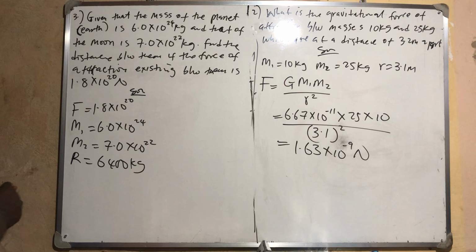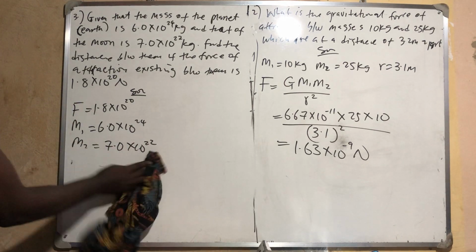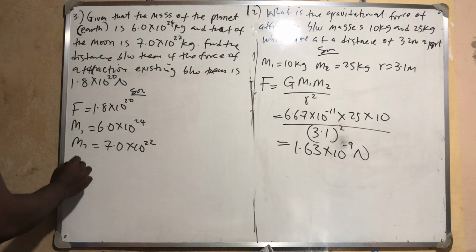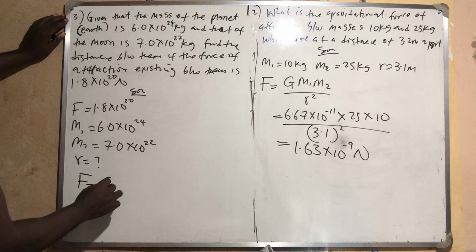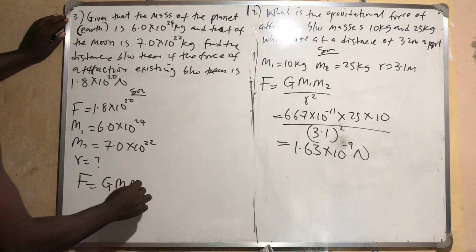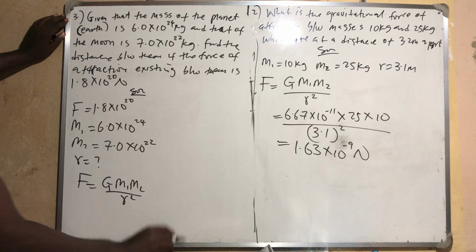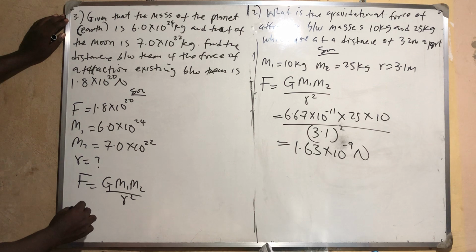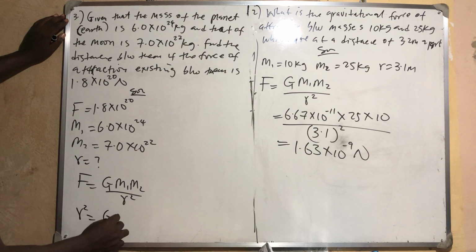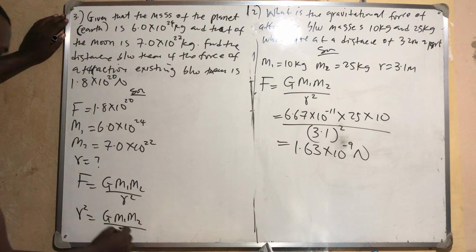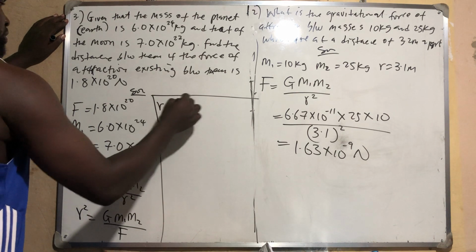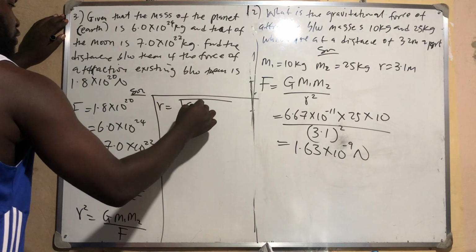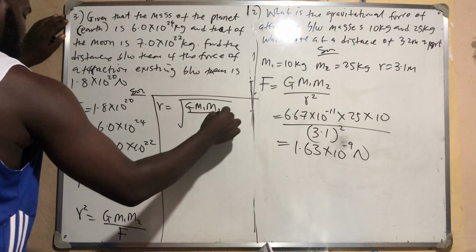So, okay, we don't need the radius of the Earth. They're asking us their distance. R is unknown. Okay, but I know that my F is equal to G M1 M2 over R squared. So if I make R squared the subject, R squared will now be G M1 M2 all over F. Permit me to finish it up here. I'll have that my R will now be the square root of G M1 M2 all over F.